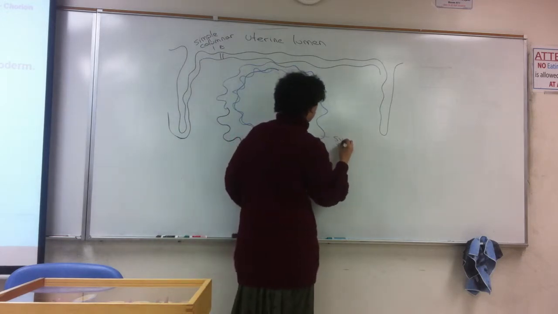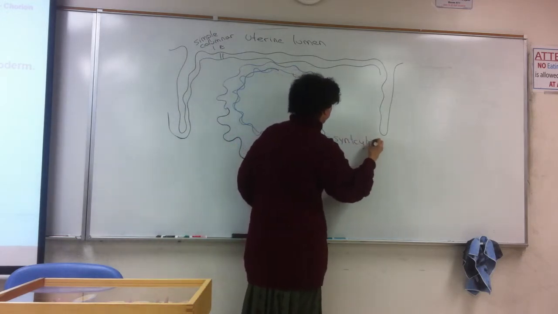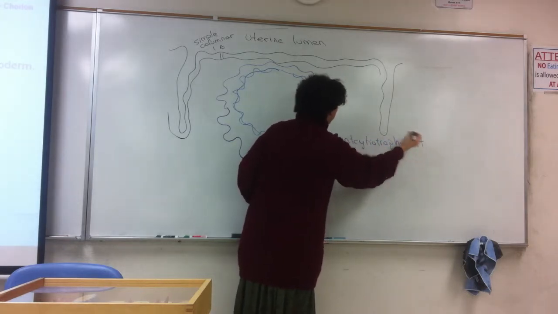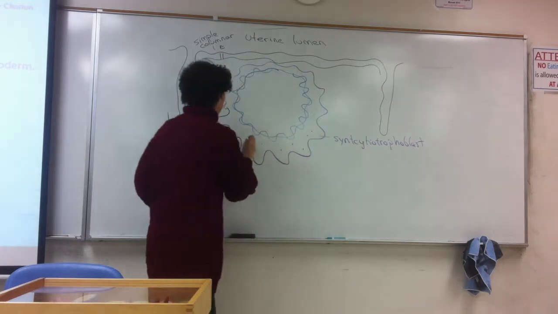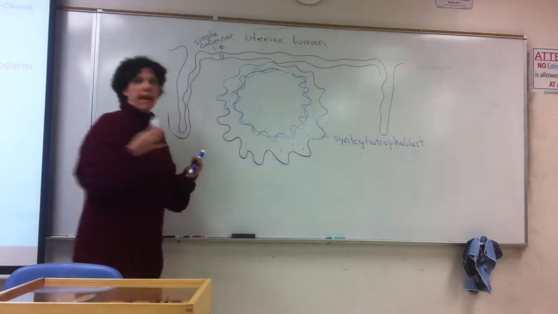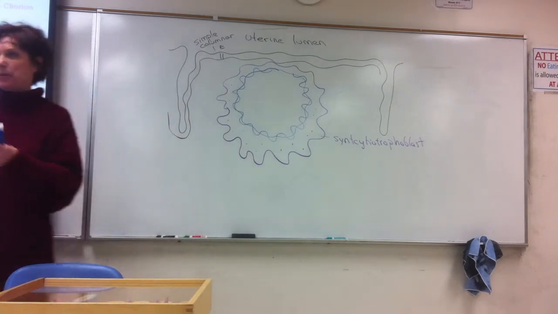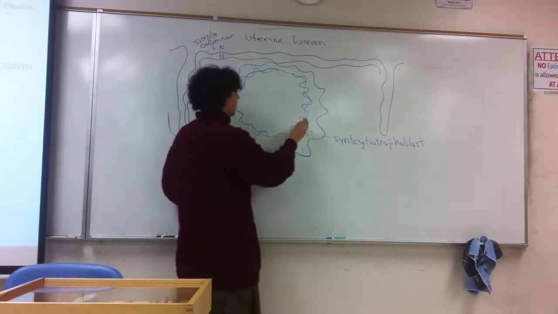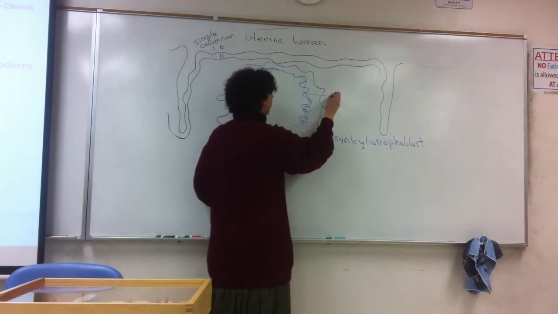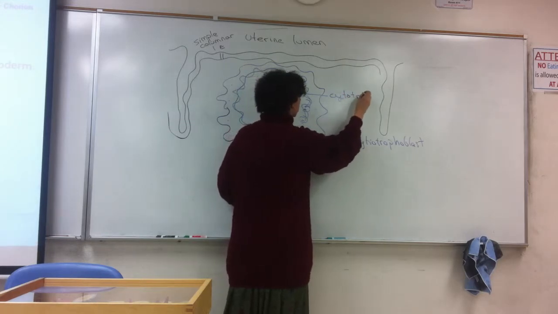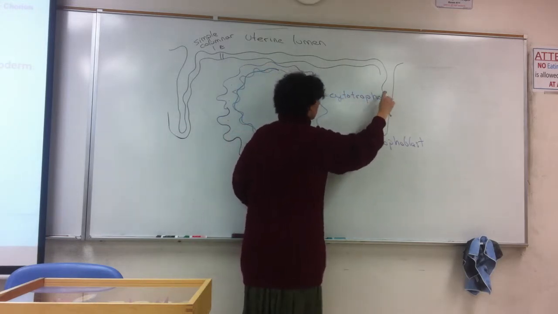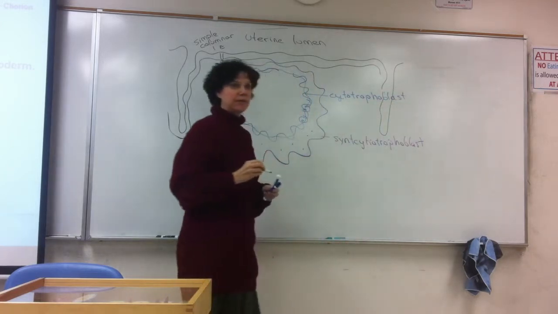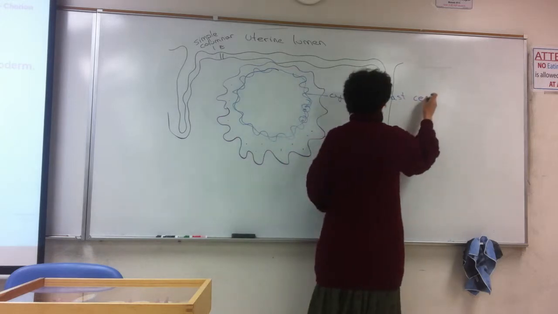So these are now called syncytial trophoblasts. And that's all one structure. All these cells are fused together into one large amorphous mass. It's really difficult to call it a cell, but it's one massive cytoplasm. Once that starts to occur, the cells that remain are identified as cytotrophoblast cells.